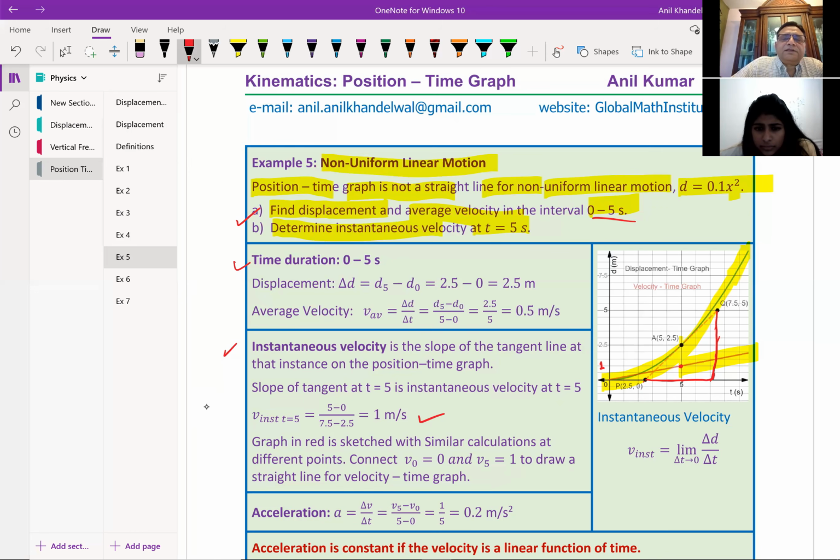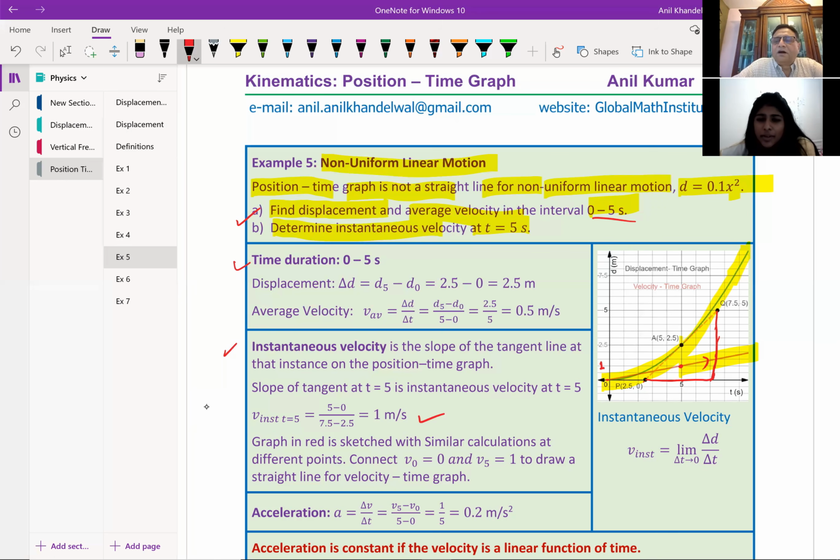Now, the idea here is, I'm just extending this. If you have to draw the velocity time graph, you know that at origin, it was 0, right? It is tangential, just started. And therefore, you can connect these 2 points and extend to get your velocity time graph because it is assumed to be a straight line.